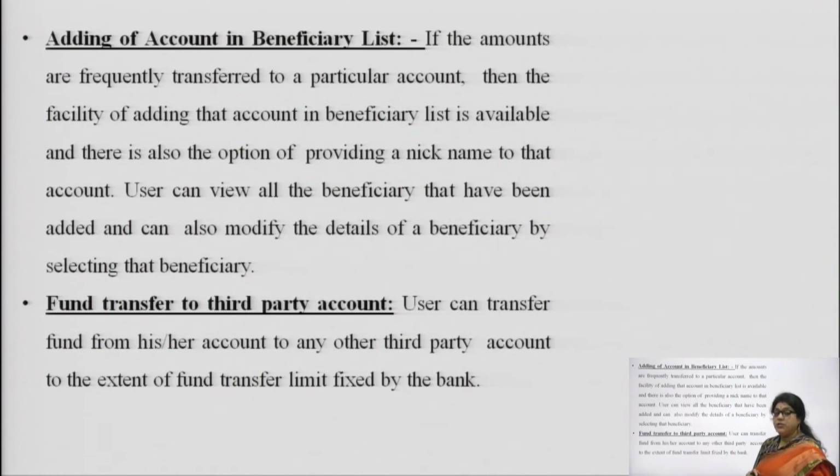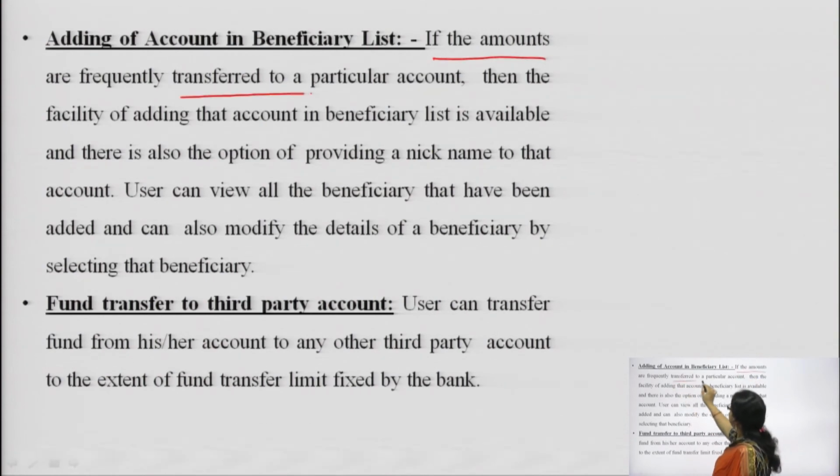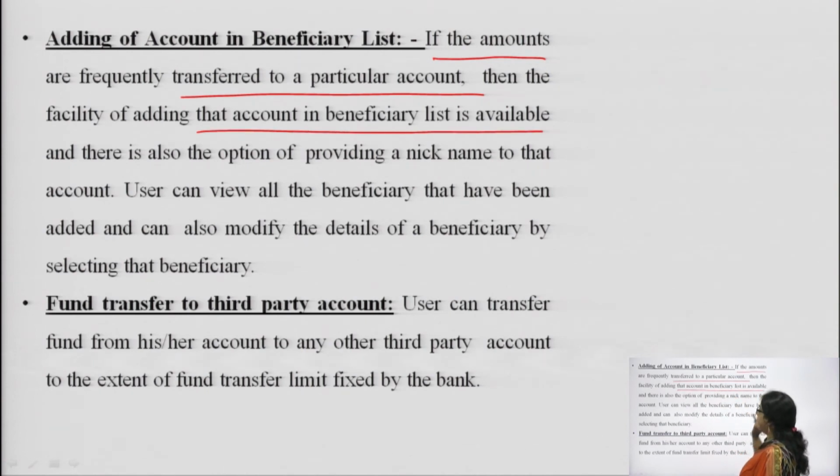There are more functions, more facilities, like adding an account to the beneficiary list. What is it? Beneficiary means a person having an account number, and you want to transfer an amount to that person online. So for that you are supposed to add the beneficiary first. If amounts are frequently transferred to a particular account, then the facility of adding the account to the beneficiary list is available.